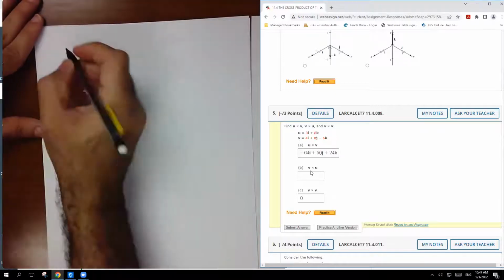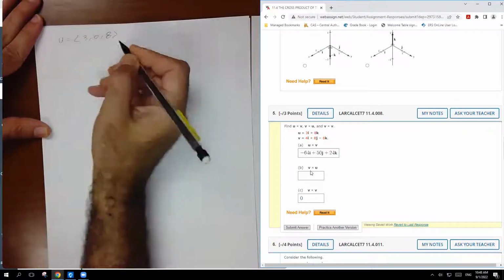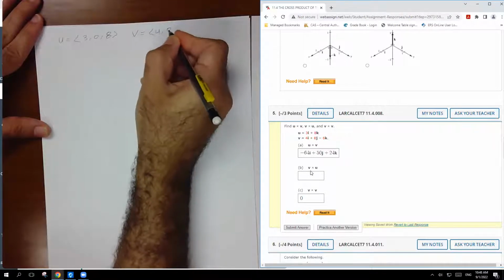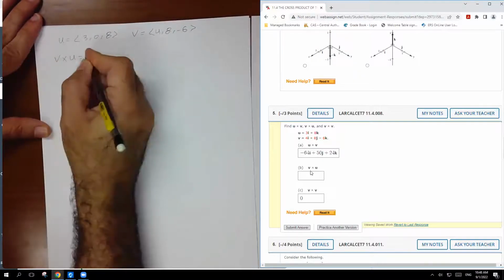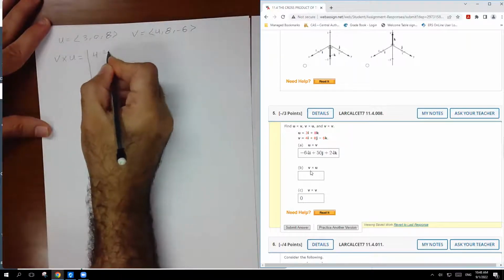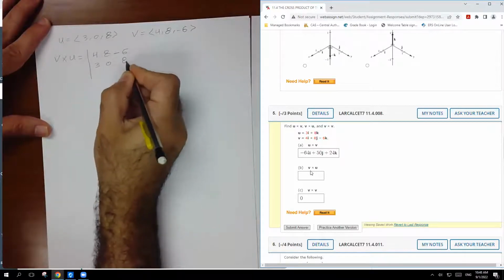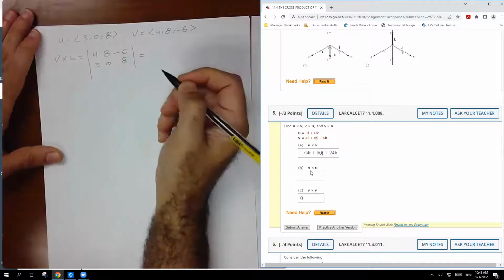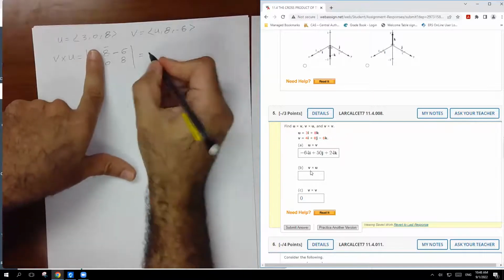So u equals 3, 0, 8 and v equals 4, 8, negative 6. Now let's find the cross product between v and u. v is 4, 8, negative 6, and u is 3, 0, and 8. So for the i, this is negative, don't forget that.